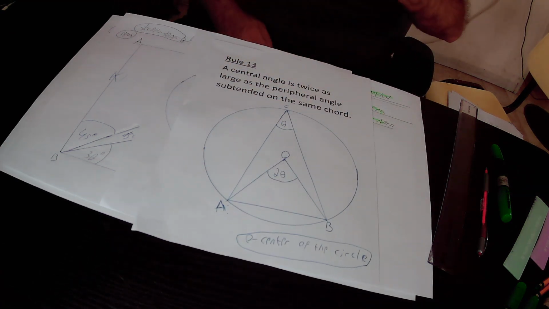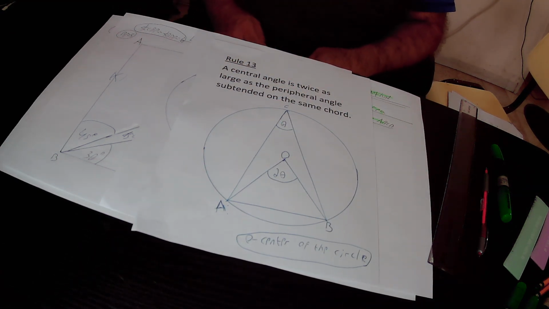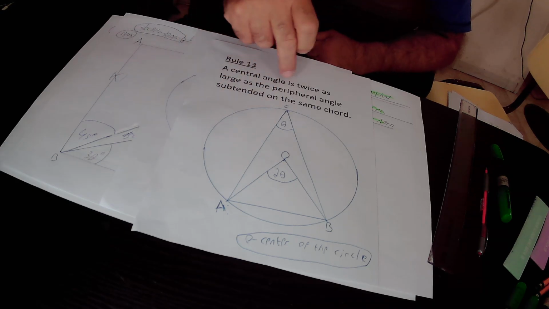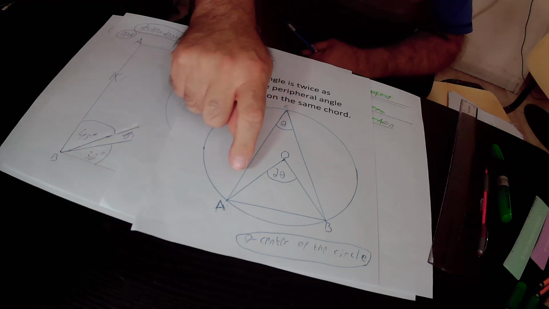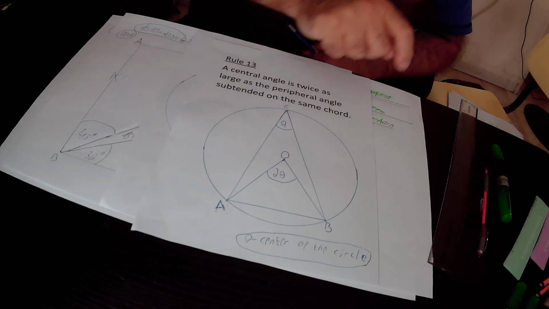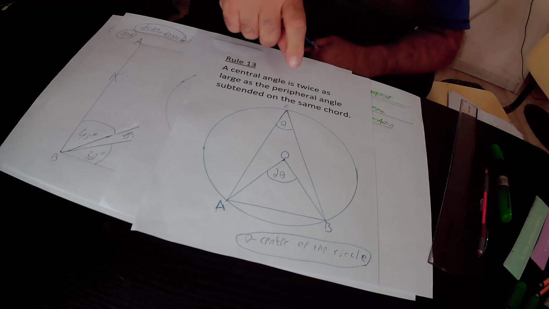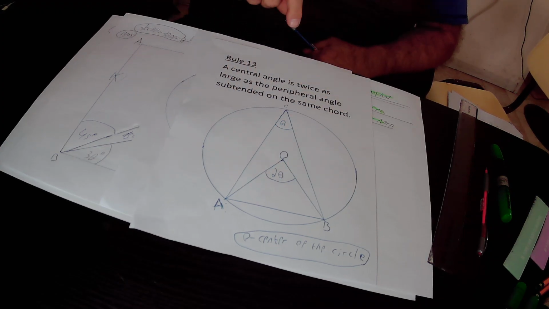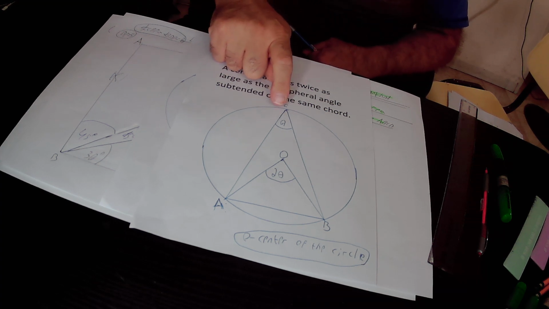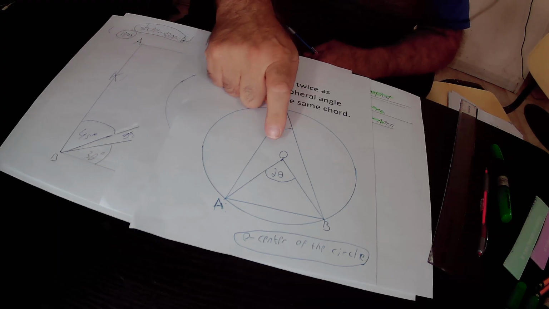According to rule 13, the center angle is twice as large as the peripheral angle subtended on the same chord. In the drawing of a circle, this is peripheral angle ACB, subtended on chord AB, and it equals theta degrees in size. Likewise, this is center angle AOB, subtended on the same chord AB. Because those two angles are both subtended on the same chord AB, the size of center angle AOB must be twice as large as the size of this peripheral angle ACB. The size of peripheral angle ACB is theta, and therefore the size of center angle AOB subtended on the same chord AB must be equal to 2 theta.